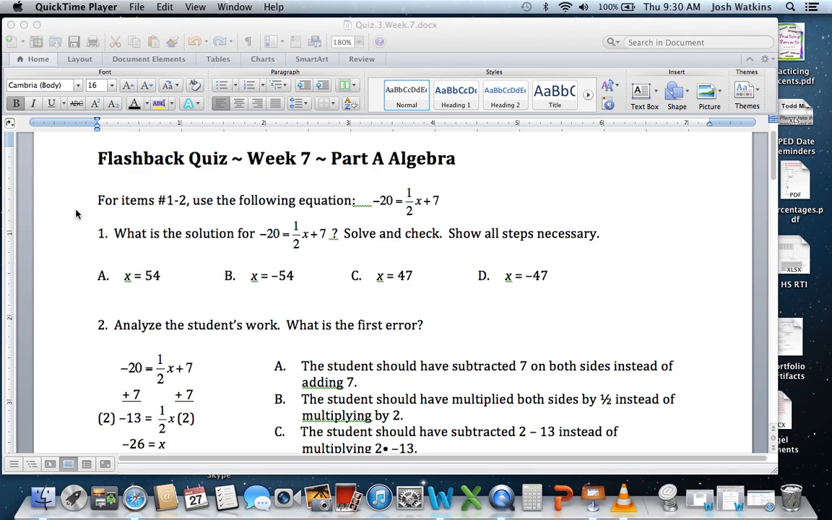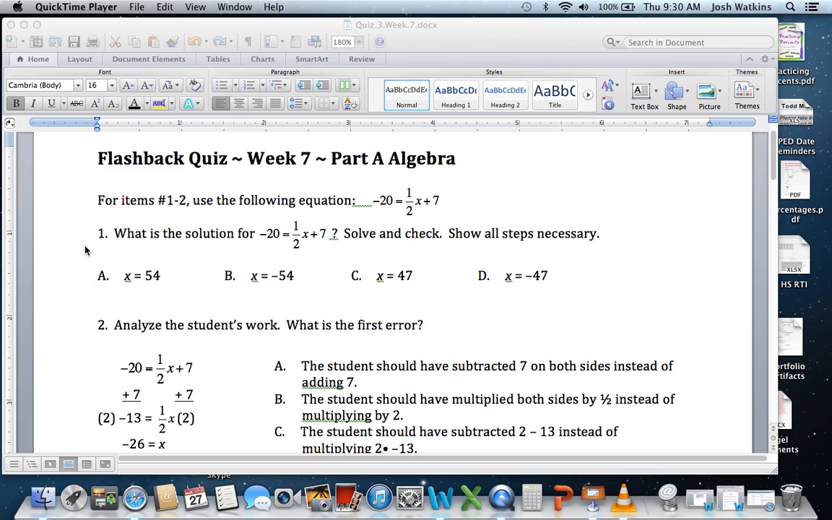Quiz Week 7. For items number 1 and 2, use the following equation. Negative 20 is equal to 1/2 x plus 7. What is the solution for negative 20 equals 1/2 x plus 7? Solve and check and show all steps necessary.